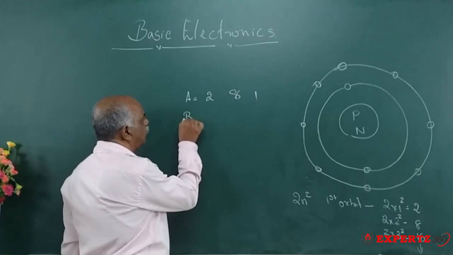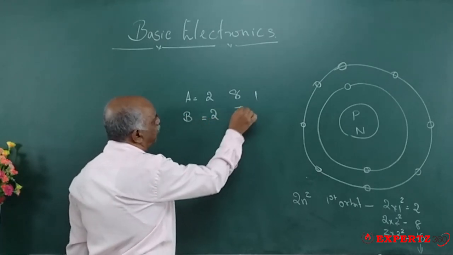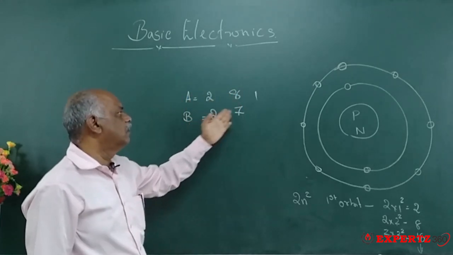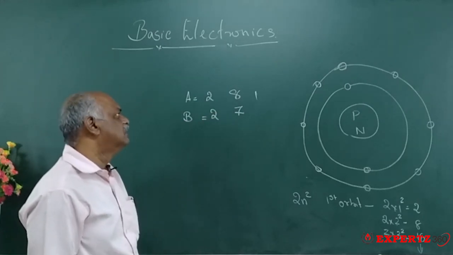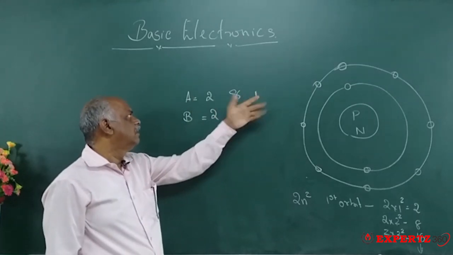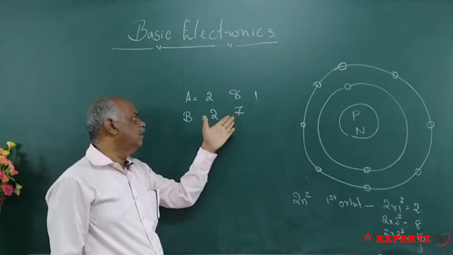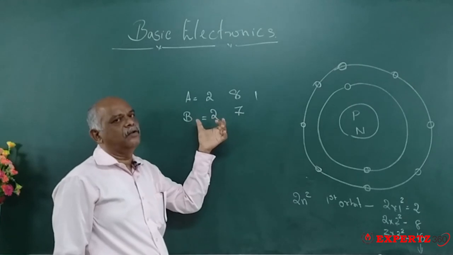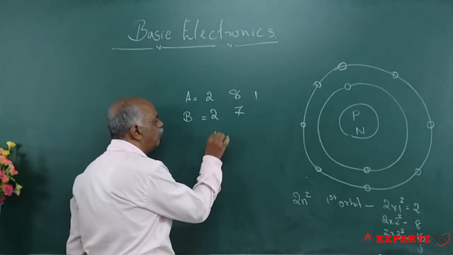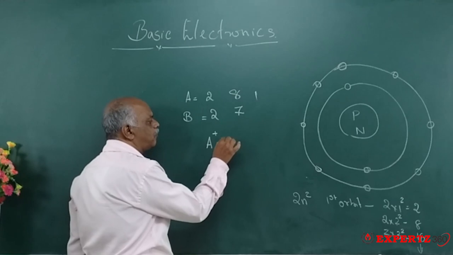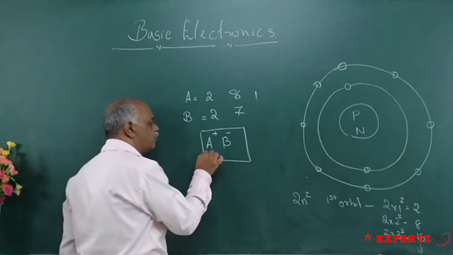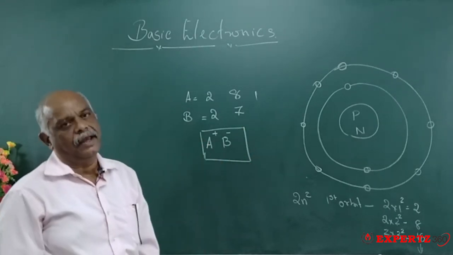And B has got 2, 7. So you have an element A which has the configuration 2, 8, 1 and B has the configuration 2, 7. What is going to happen is, if this 1 is taken out from A, then A is going to have an adequate configuration, and that removed 1, if it goes to B, then B also attains a stable state. So A is going to lose 1, so it is a donor, and B is going to accept 1, becoming B minus, and both have become stable. A is a donor and B is an acceptor.